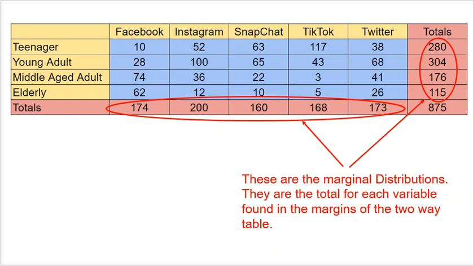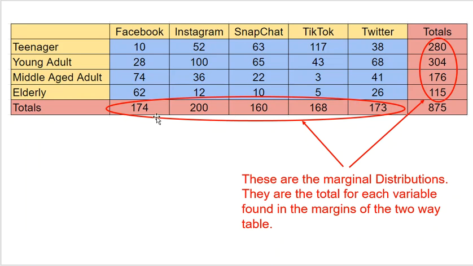So a marginal distribution would say, forget about social media for a second, let's only look at teenagers. 280 teenagers, 304 young adult, 176 middle-aged, 115 elderly. Again, we're only looking at that one variable, age. And then a second marginal distribution would be, okay, now let's focus only on social media. Social media, 174 Facebook, 200 Instagram, 160 Snapchat, 168 TikTok, 173 Twitter.